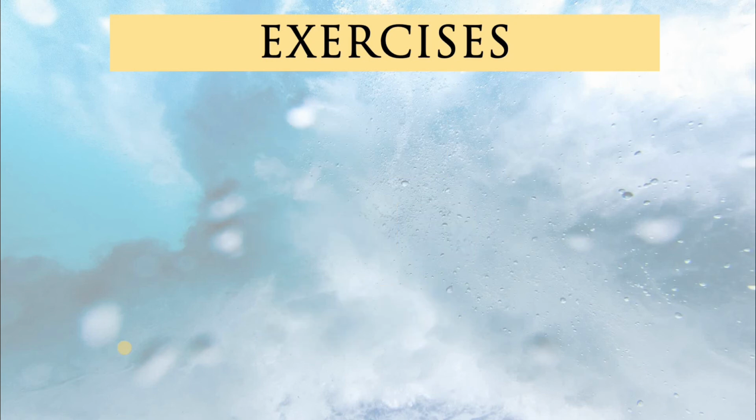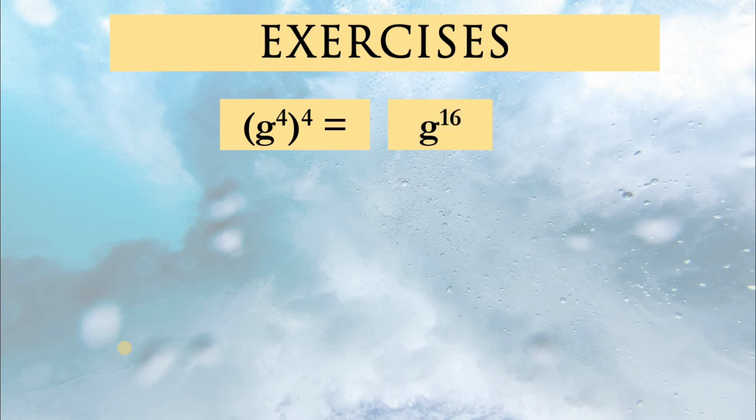Next. So we have quantity g raised to 4, quantity raised to 4. So power of a power. Copy the base g and multiply the exponents. So 4 times 4, and yes, you have 16. So g raised to 16.